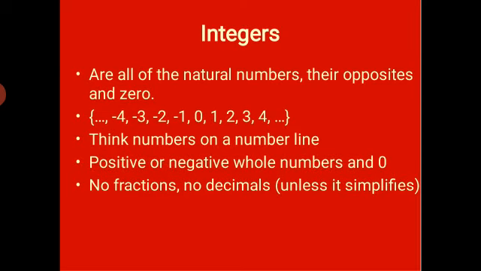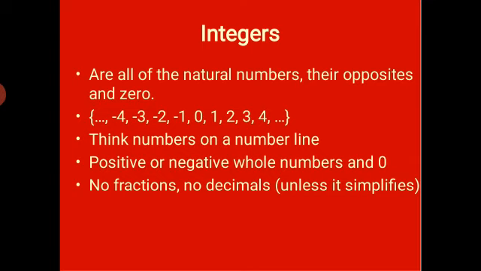Now we come to the set of integers. The integers are all of the natural numbers, their opposites, and 0. Which means that the set of integers contains both natural numbers and their negatives, whole numbers and their negatives. Think of numbers on a number line. Positive or negative whole numbers and 0. No fractions, no decimals, unless it simplifies to an integer or a whole number.